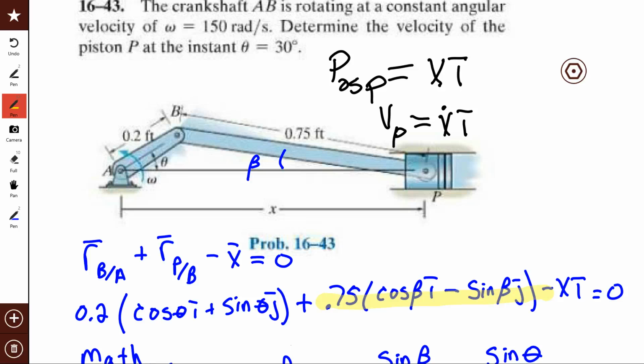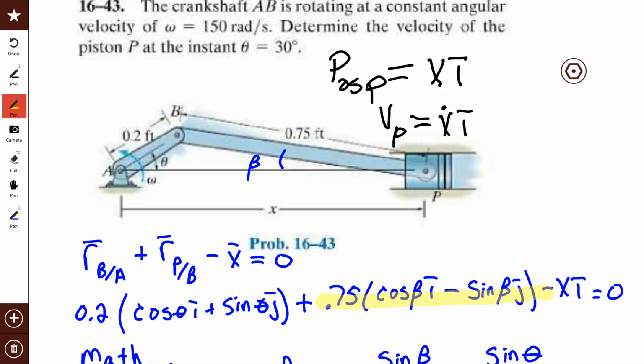And then what's this term right here? Yeah, so what you're doing is you're coming back from there straight across over to there. How many unknowns are in that equation? Theta's known, right? X and beta, two unknowns. How many equations are you going to get from that guy? You're going to get the I equal to the I. You're going to get the J equal to the J. You're going to get two equations. Can you solve them?